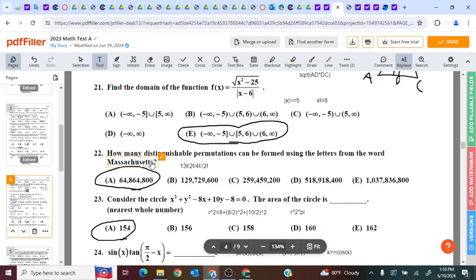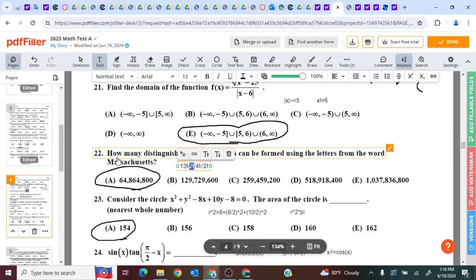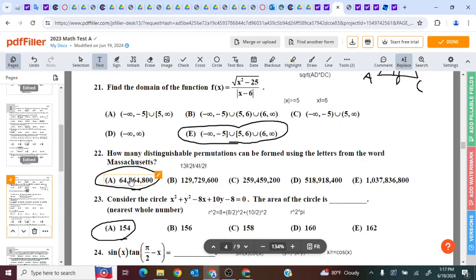However, there are some repeats. For any repeat, you have to divide by the number of letters that are being repeated factorial, because any one of these S's, for example, could show up when an S is needed. So what you do is essentially your 13 letters factorial, divide by 2 factorial the number of A's, divide by 4 factorial the number of S's, and divide by 2 factorial because you have 2 T's right here. And if you do that, you get a value of 64 million, yada, yada, yada, right there.